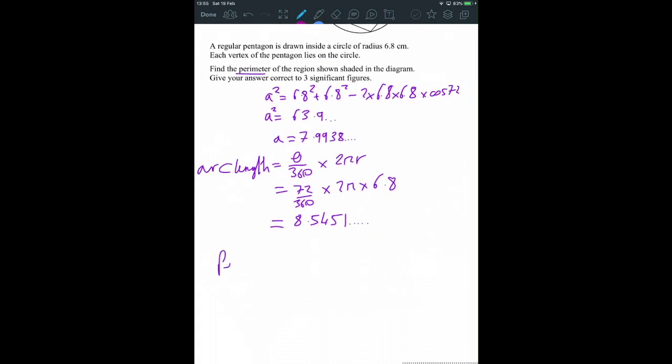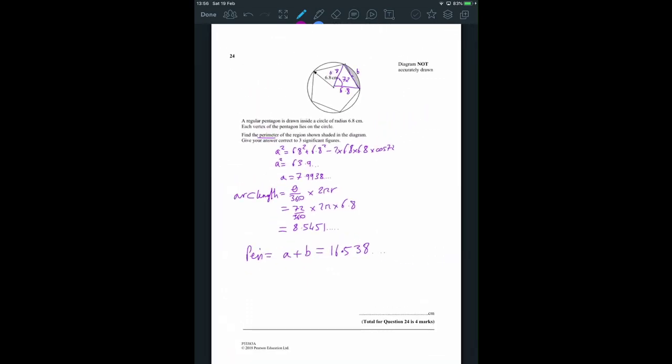The perimeter then is the triangle bit plus the arcy bit. So it's 8.5451 plus the 7.9938, giving me 16.53, etc. Onto the answer line, I'm going to put my answer to the degree of accuracy they wanted, to 3 sig fig, 16.5.